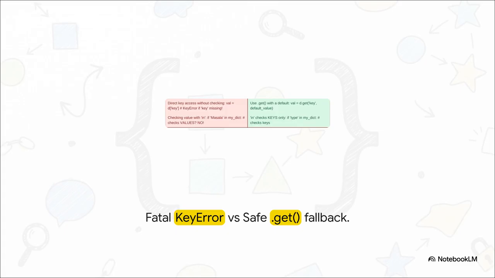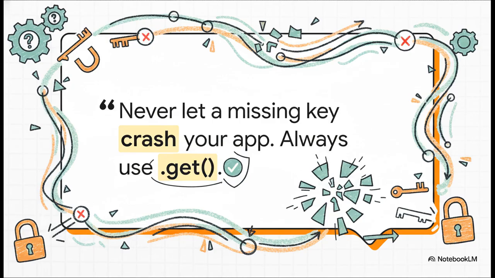Think about the exact code difference here. Direct key access without checking, where you just ask for the key in brackets, means if the key is missing, boom, fatal key error. The safe alternative is the elegant .get method. When you use .get, you provide the key, and you can provide a default value. If the key exists, you get the value. If the key is totally missing, you just get the default value back, and the code smoothly keeps running like nothing happened.